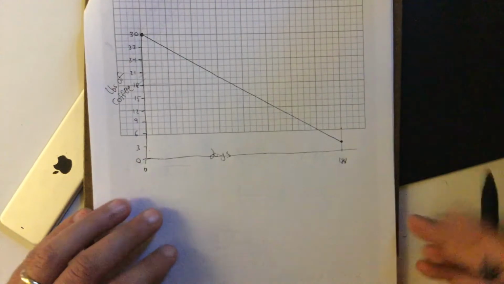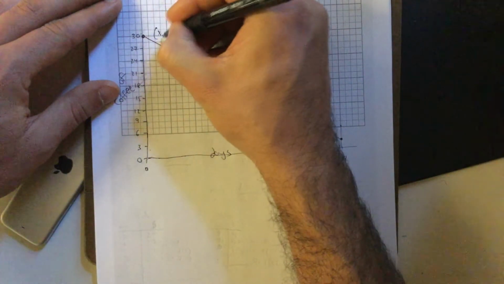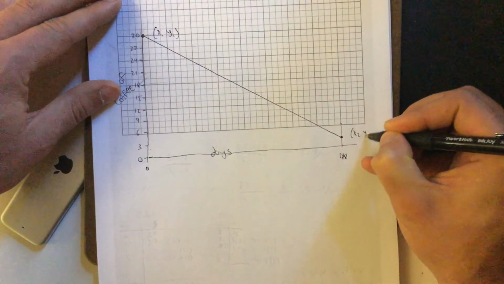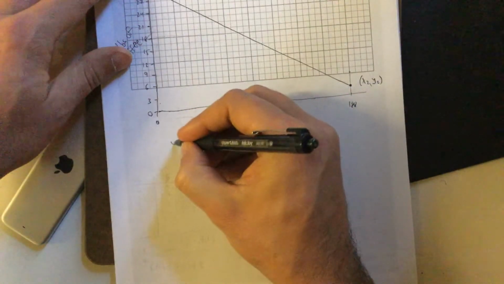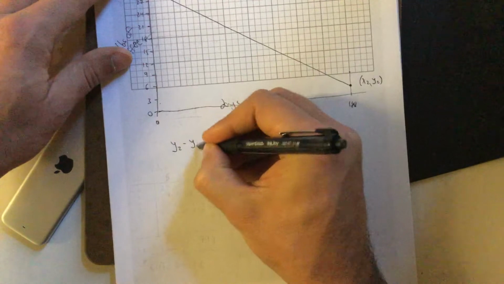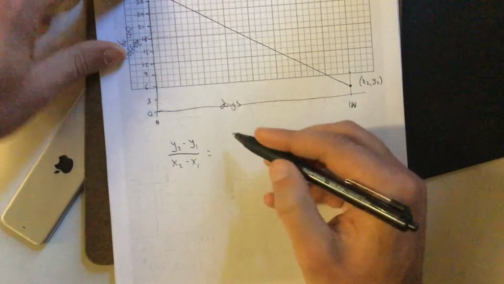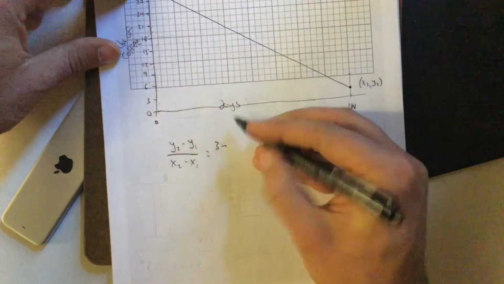Did it. 2, find the average amount of coffee consumed per day. Well, I think I just want to use these 2 points. So let's make this one our x1, y1, and we'll make this one be our x2, y2. Then our rate of change equation is going to be y2 minus y1 over x2 minus x1. And that's going to be, let's see, y2 is going to be 3 pounds of coffee, and y1 is going to be 30 pounds of coffee.